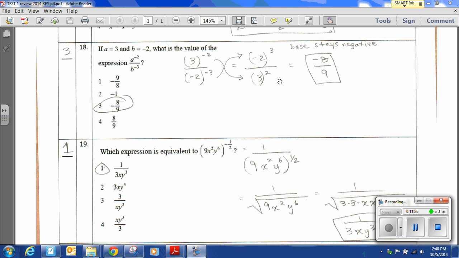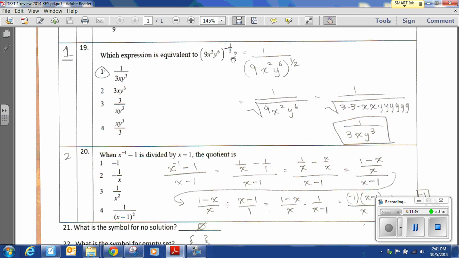The big mistake that people kept making on the exit slip was they would change the base to positive as well. You do not do that. The base stays the same. Only the exponent becomes positive. So negative 2 to the third power is negative 2 times negative 2 times negative 2, which is negative 8. And 3 squared is 9.